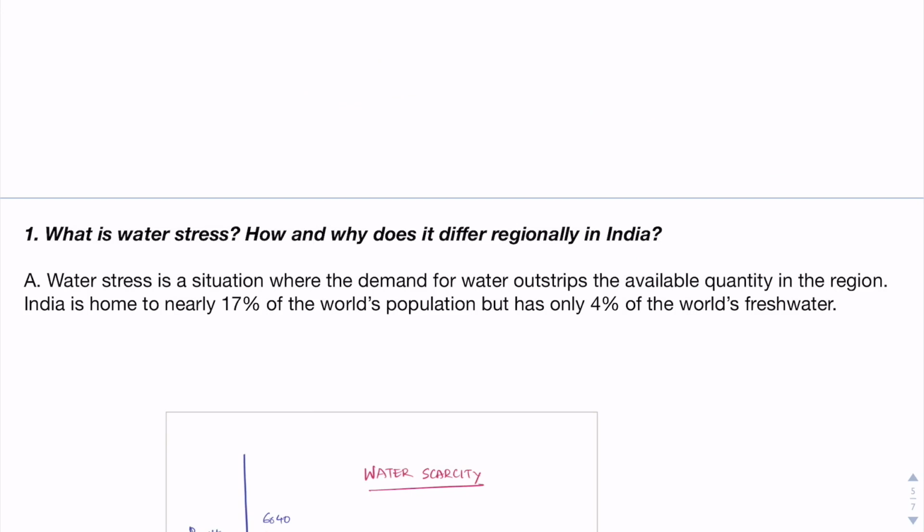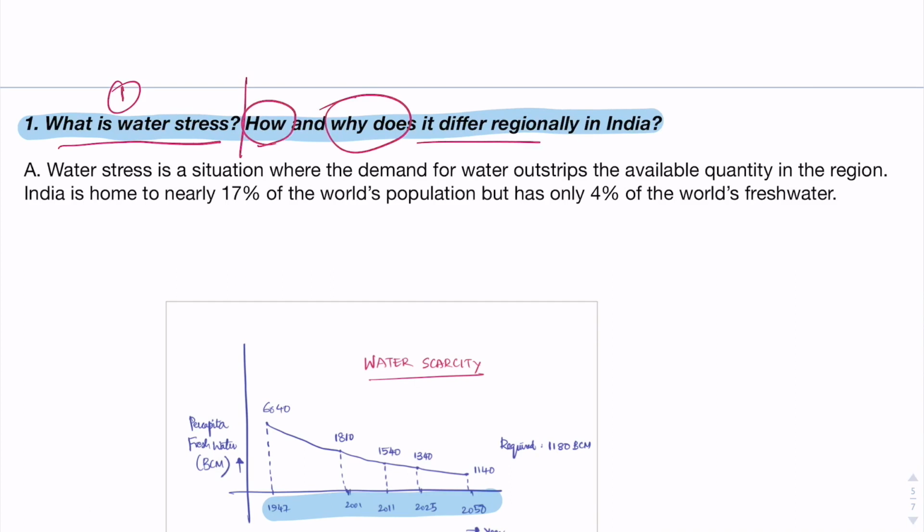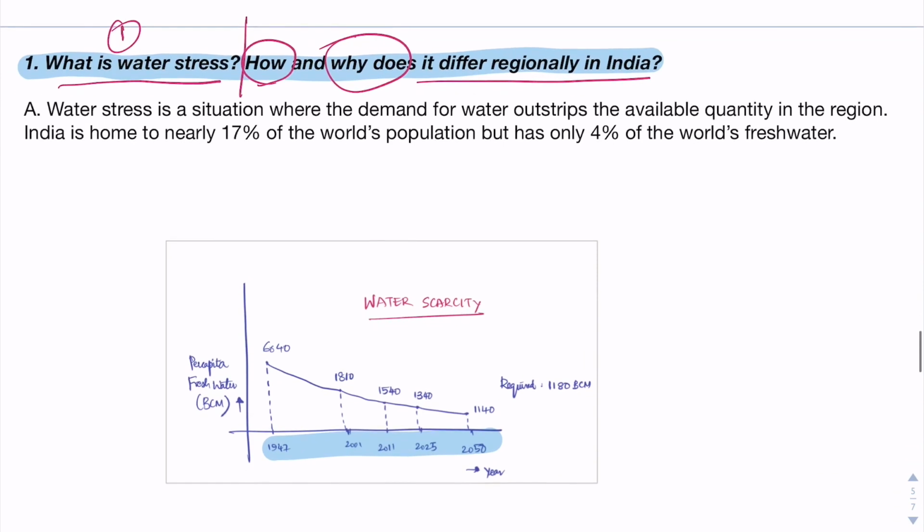Now let's go through a sample question which is asked recently in UPSC mains. It says, what is water stress? How and why does it vary regionally in India? Now this question has three distinct parts. One asking about what is water stress, second one about how it varies regionally, and third part about why does it differ regionally. Our answer should also be accordingly segregated into these three components.